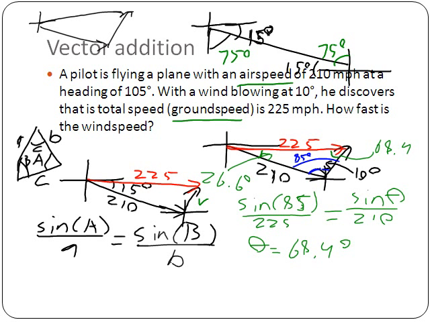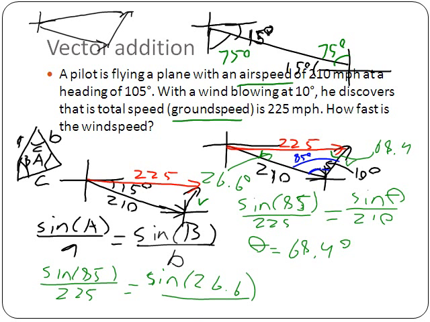So to finish this off, we're going to put this back into our law of sines, because now we can find that missing piece over here, this v that's hiding over there that we're looking for. And so to do that, we're going to say that sine of 85 degrees over 225 is going to be equal to sine of the angle we just found, which is the 26.6 degrees, over the opposite side to that, which is our v that we're looking for.